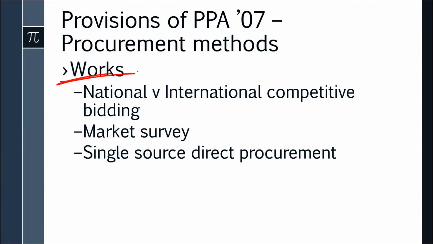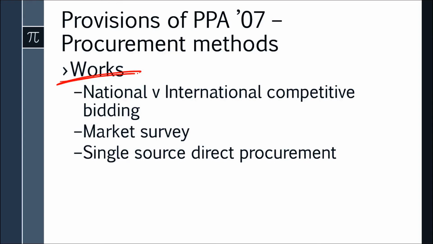Now, when it comes to works, the whole selection process would be similar, but the quantitative thresholds for the different types of procurements, for different procurement methods, are slightly different. The contracts for construction can be larger financially than contracts for the supply of goods or of services.